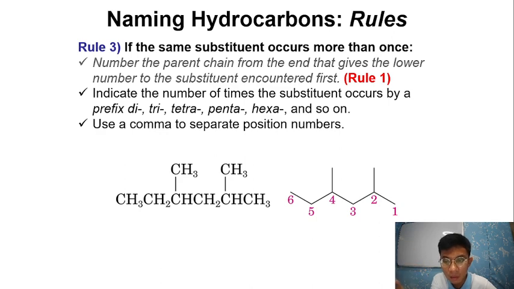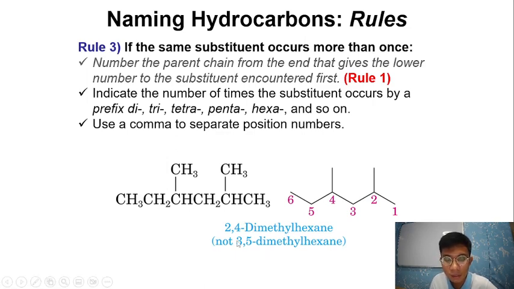So buuin na natin yung info. We have a parent na hexane. Meron tayong dalawang methyl. So that's dimethyl. And the next question is, where are your methyl groups? Where are they connected in the parent chain? So, di ba, ninumber naman natin siya. So, yung nasa 2 and 4. So, let's assemble everything. So, the name will be 2,4-dimethylhexane.